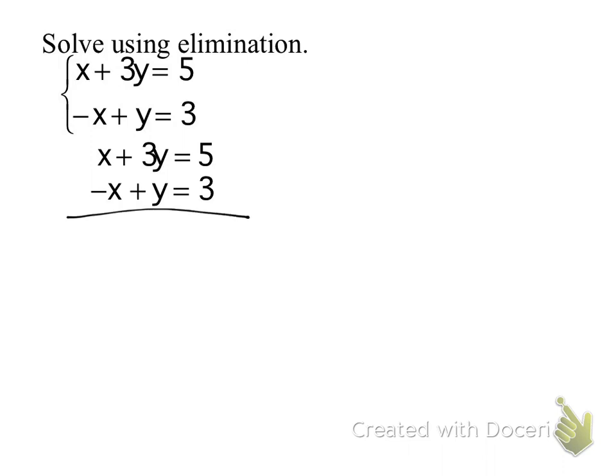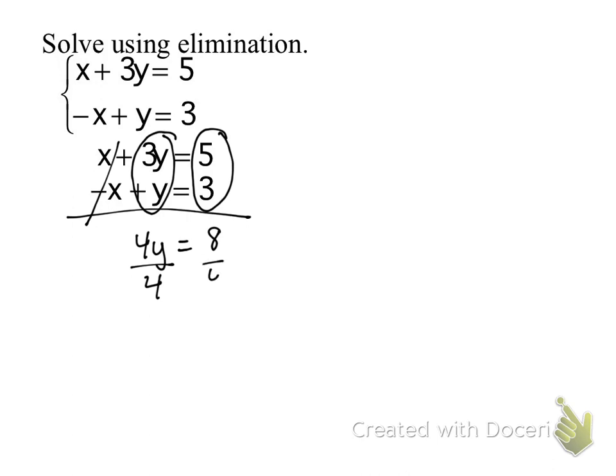Remember, when you're doing this, these cancel. You're adding up and down here. 4y equals what? Oh, 8. Yeah, 8. That's what I messed up. So divide by 4, and y is equal to 2.